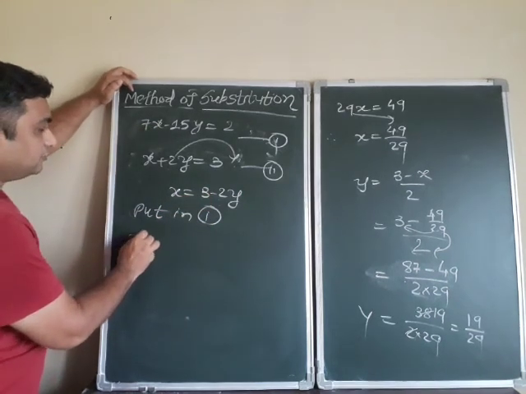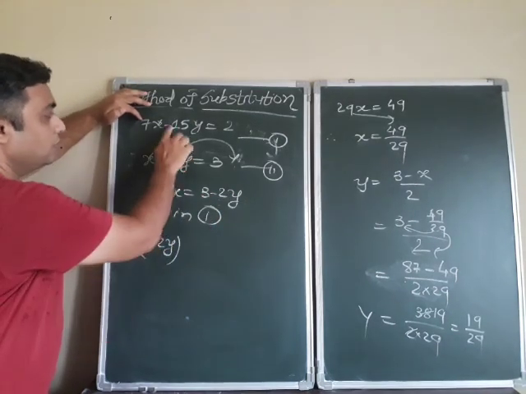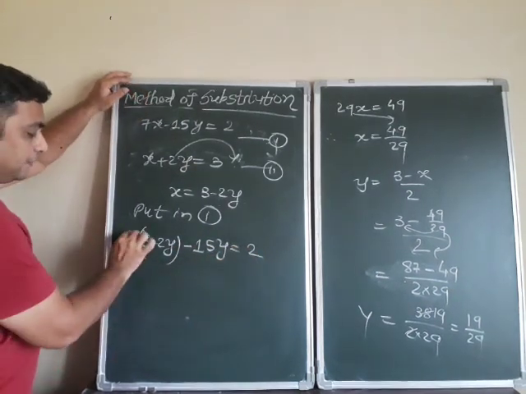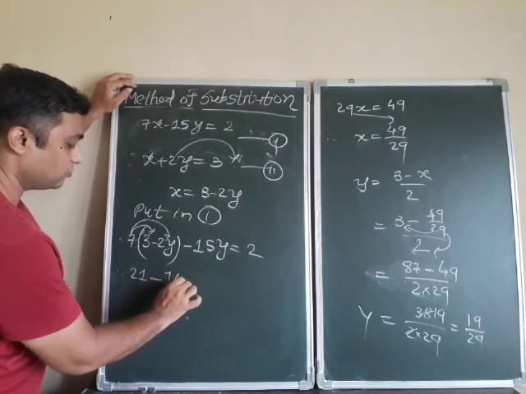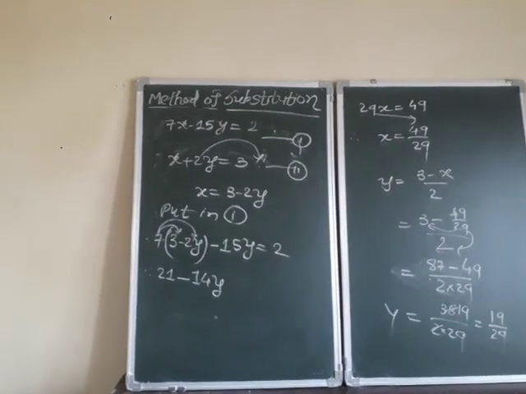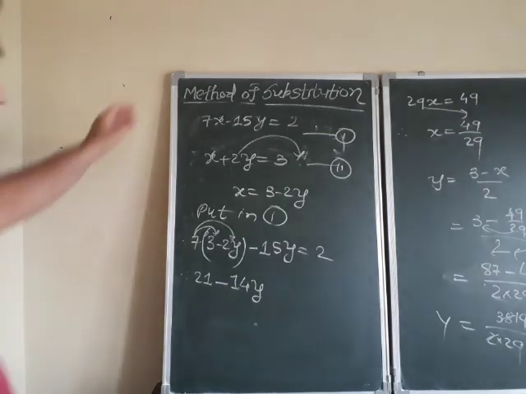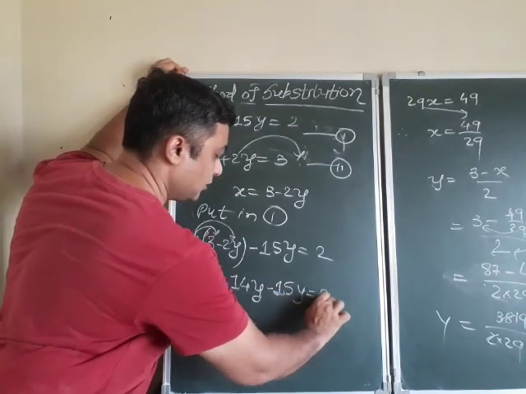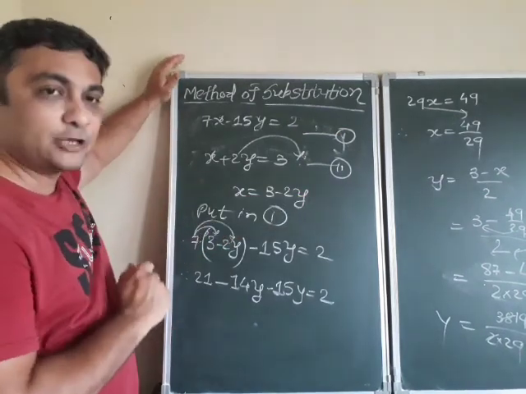So 7 times the value of x. What is the value of x? 3 minus 2y, minus 15y is equal to 2. Now multiply here. So 7 3s are 21 minus 7 2s are 14y. So 7 2s are 14y minus 15y is equal to 2. Here first I obtain y, and then I substitute y here to get x. Look, the calculations become easy.